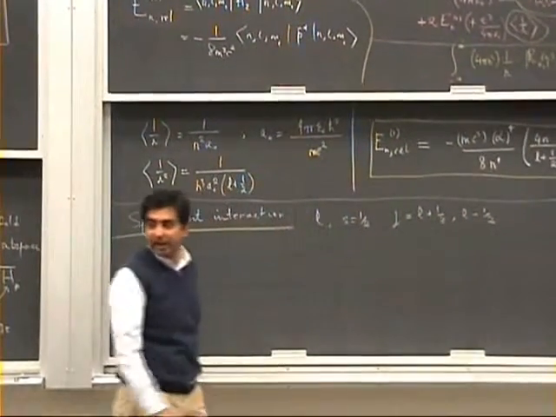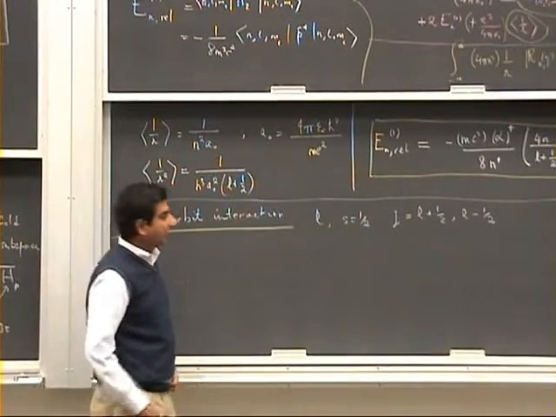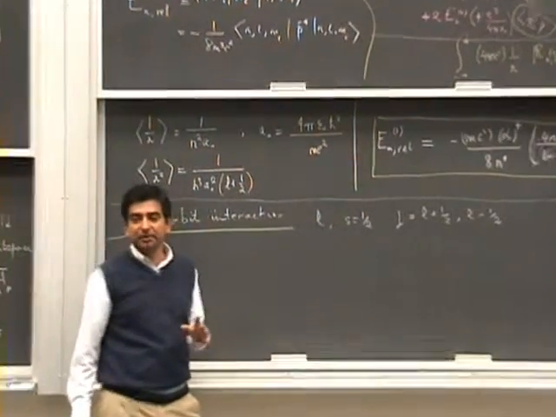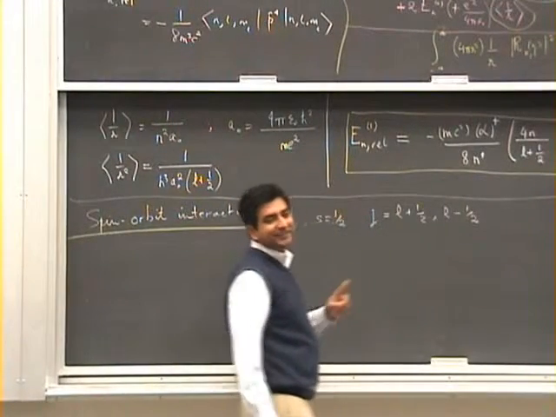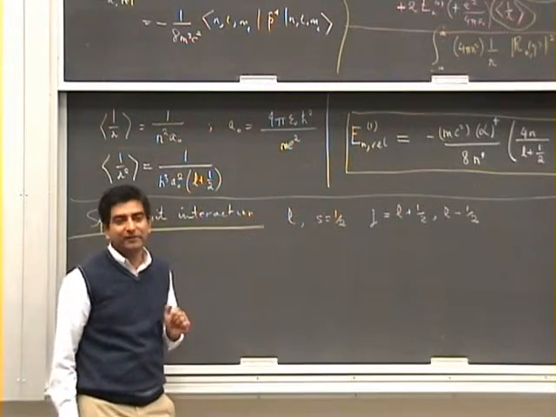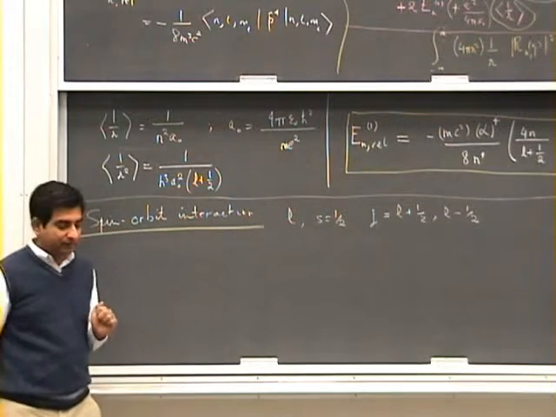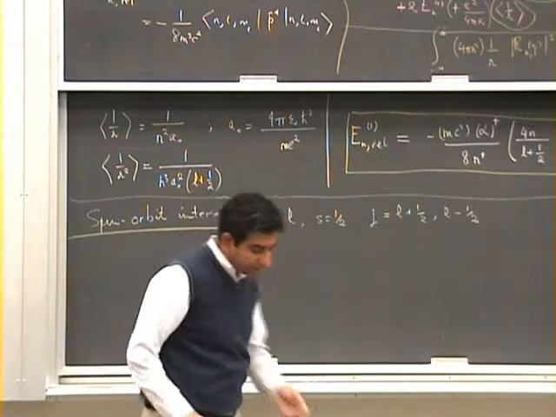Okay, angular momenta will add, and you can form coupled and uncoupled bases. Remember that this L minus half only exists when L is greater than 0. If L is 0, you cannot have an L minus half.